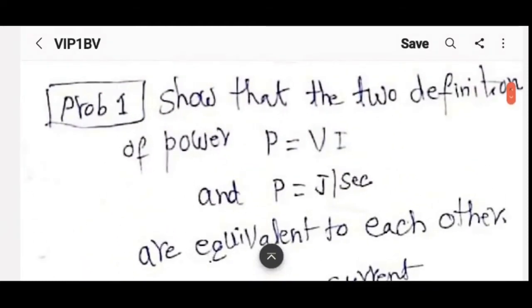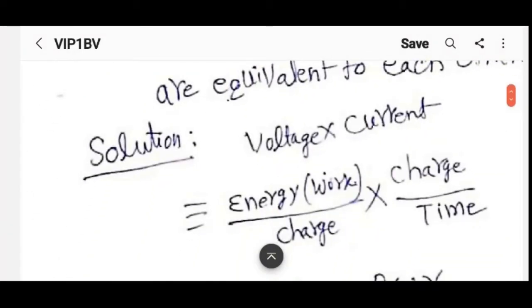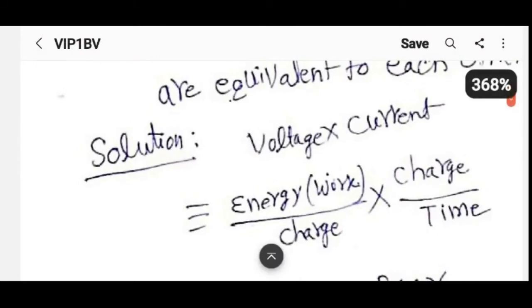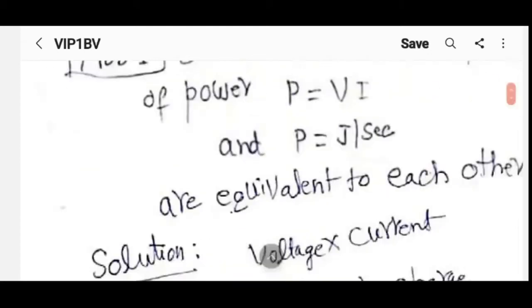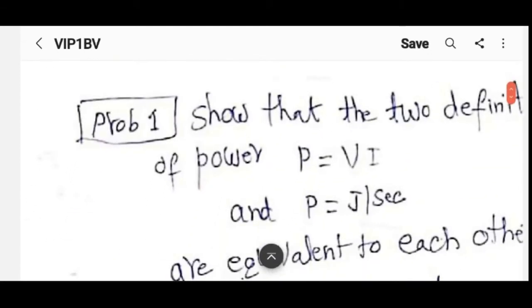You take the definition V into I. And V is nothing but energy upon charge. That's how voltage is defined. Work or energy to carry 1 coulomb charge from one point to another. That's volt. So energy divided by charge is voltage, and current is charge divided by time. So multiply the two, charge cancels out. What you get is energy per unit time. That is exactly what mechanical engineers do in defining power. So the two definitions are virtually the same.